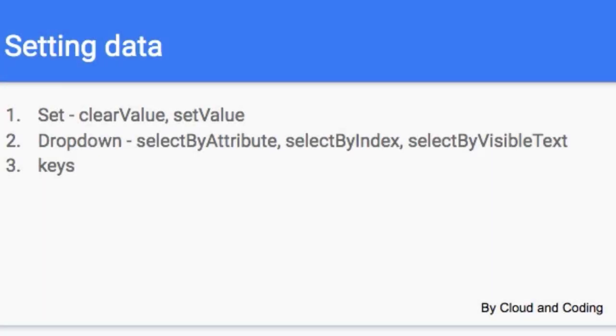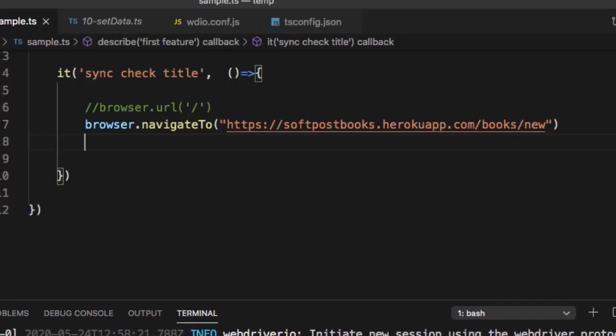In this lecture, I will explain how you can set data on different fields using webdriverio. For example, if you want to set the data in input fields, or select a value from a drop down, or send keys using the keyboard, how do you do all these operations using webdriverio? Let us jump to Visual Studio Code and I will explain this with an example.